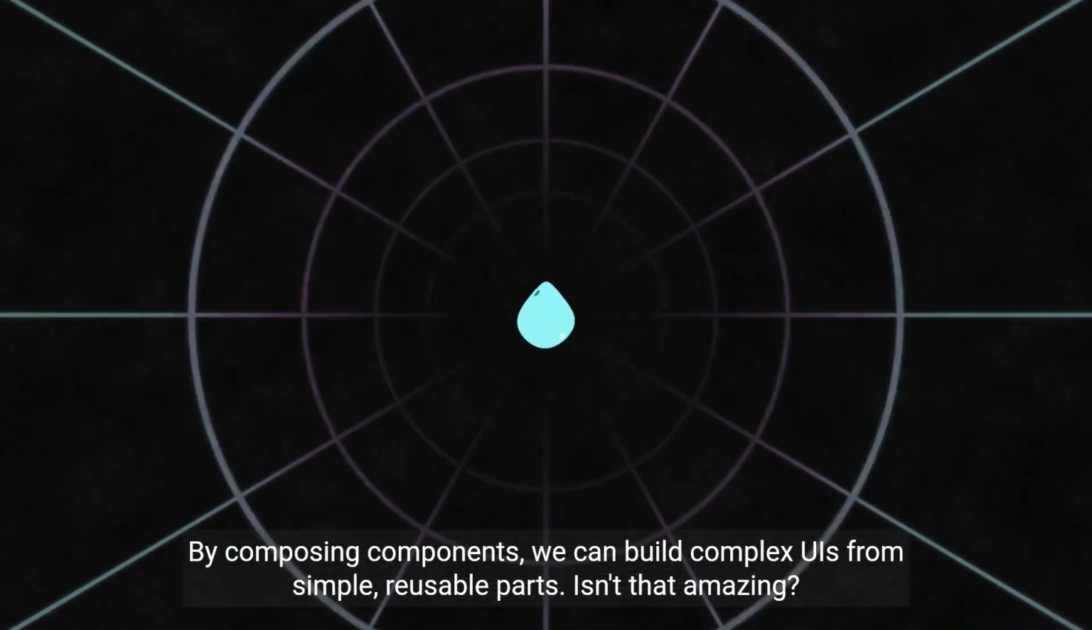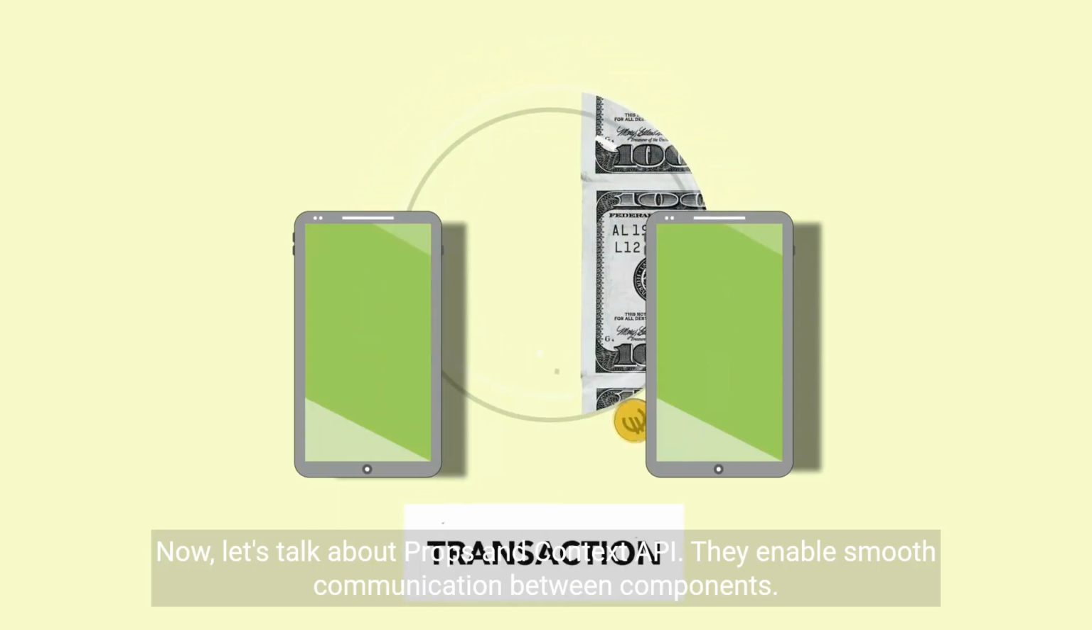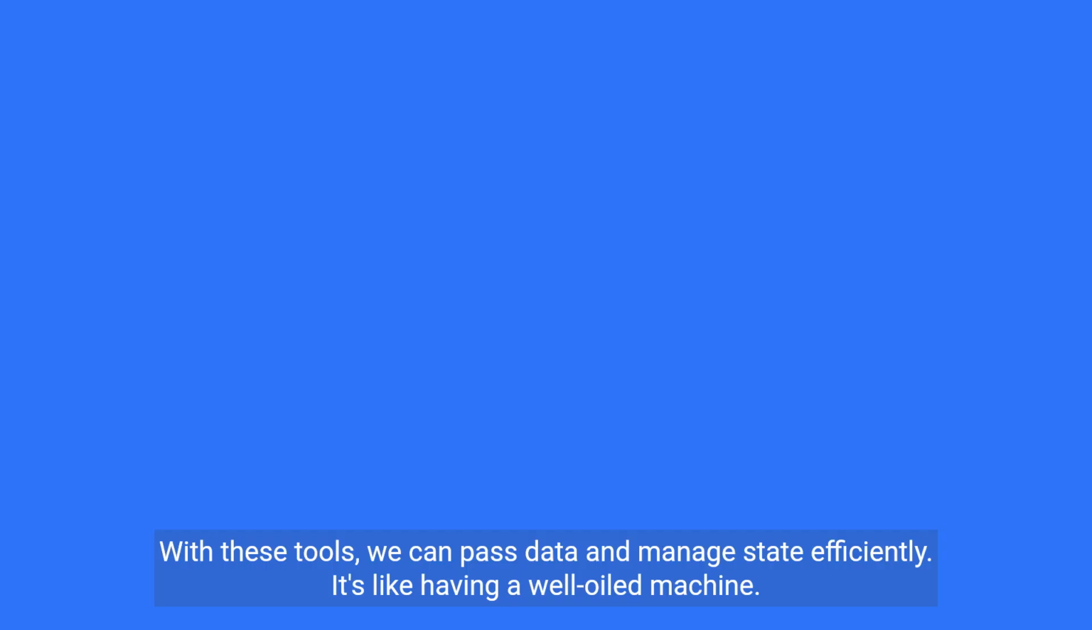Isn't that amazing? Now, let's talk about props and context API. They enable smooth communication between components. With these tools, we can pass data and manage state efficiently. It's like having a well-oiled machine.